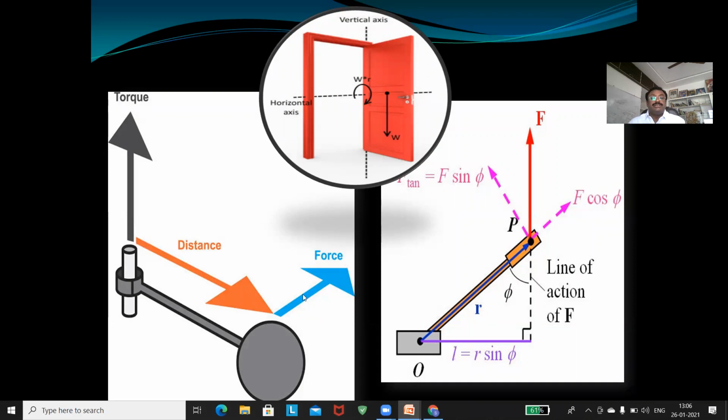And here, this is the direction of force, and the perpendicular distance. This is the direction of torque. So in the case of a door, the torque takes place in the vertically upward direction, along the line of the hinges. This is the direction of torque, and this is the direction of force.